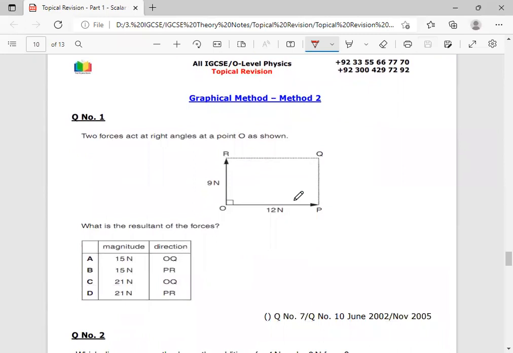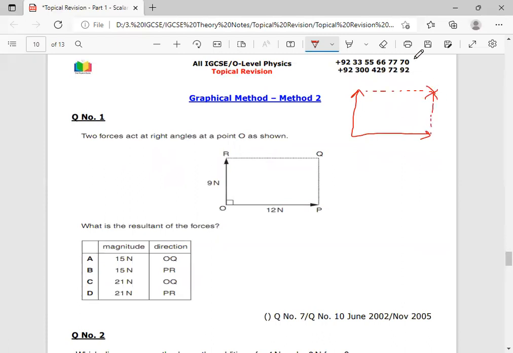So let's move towards method number 2. In method number 2, we will assume the parallelogram or graphical method. In that method, when we draw the two vectors, we are supposed to complete the diagram.